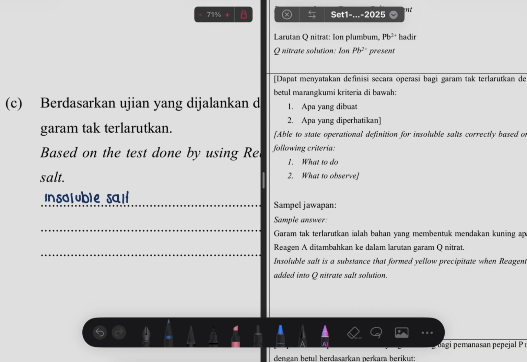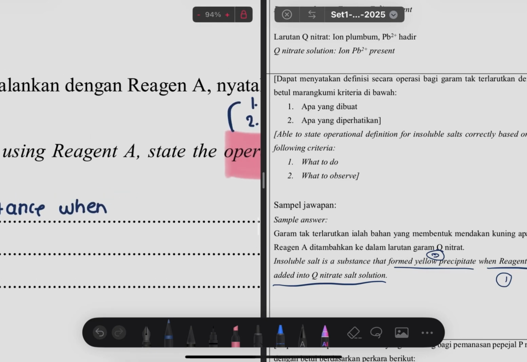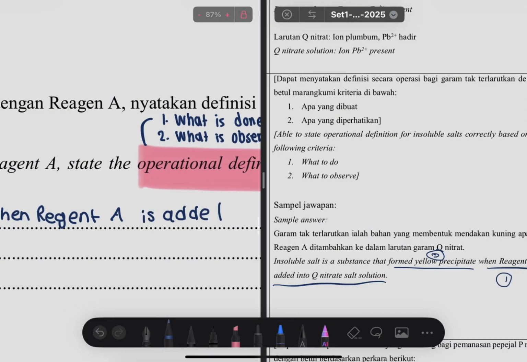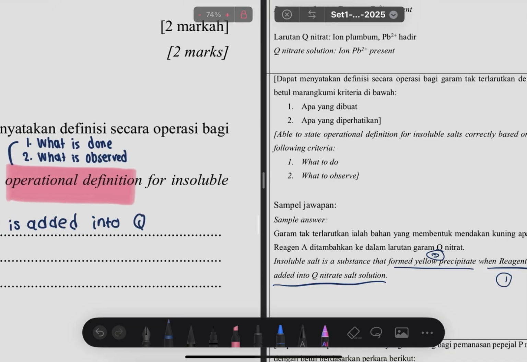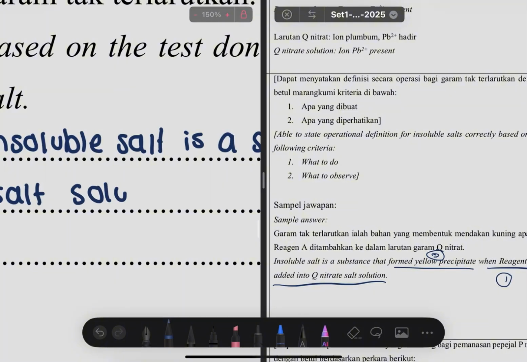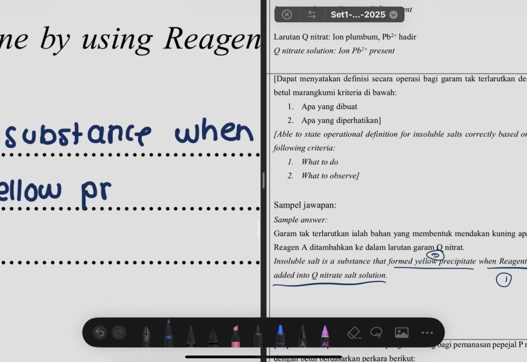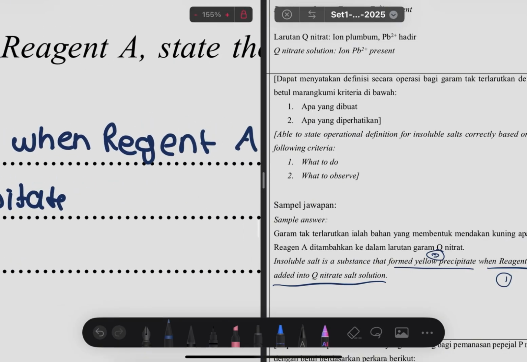Okay. So insoluble salt is a substance that forms... wait, this is what is observed and what is done. It's the wrong way around. So we're going to say this first and then this second, because that's the observation. So insoluble salt is a substance when reagent A is added into Q nitrate salt solution, a yellow precipitate is formed.